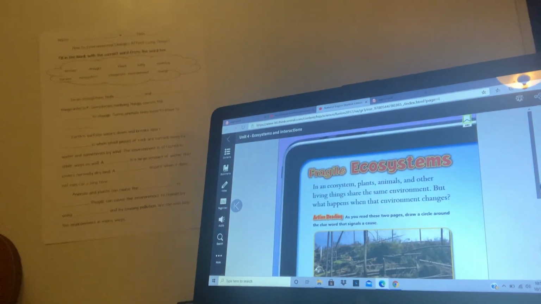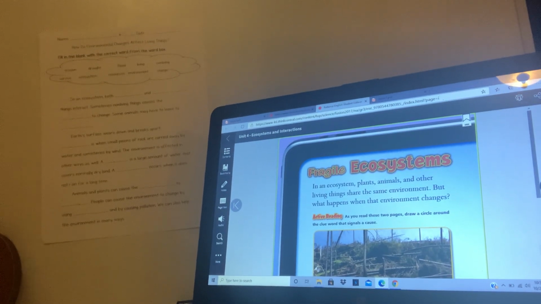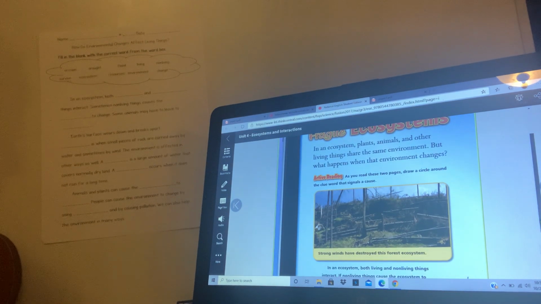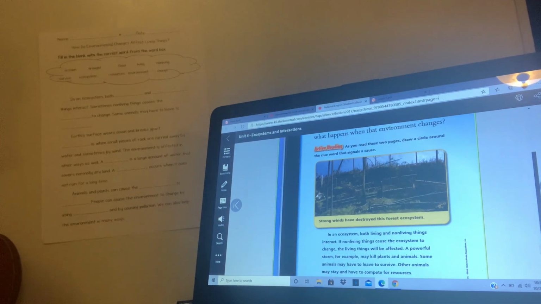All right, let's see what the first thing says on the worksheet. It says, in an ecosystem, both blank and blank things interact. Well, the workbook pages start off where it says fragile ecosystems. I tried to zoom in on the words to make them as big as I could so it was easier for you to see. Let's scroll down. I see a picture here, and underneath the picture it tells us what's happening in the picture. It says strong winds have destroyed this forest ecosystem.